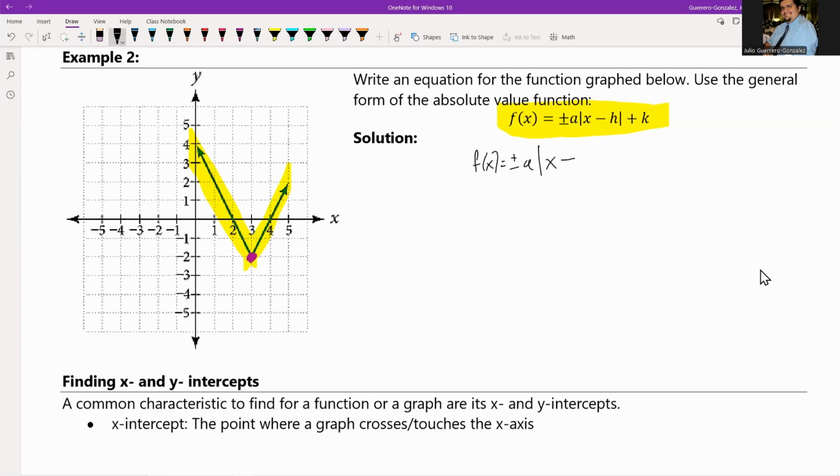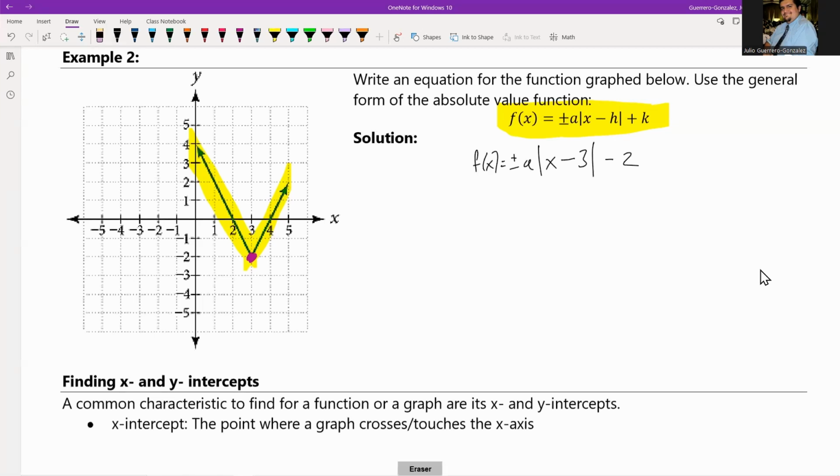We can see that this graph got moved over by 3 in the positive direction, right? So that's going to be a minus 3. And then the plus k, we can see that it got shifted down by 2. So this has to be a minus 2, right? So now what's missing is the part up front, the plus or minus a.